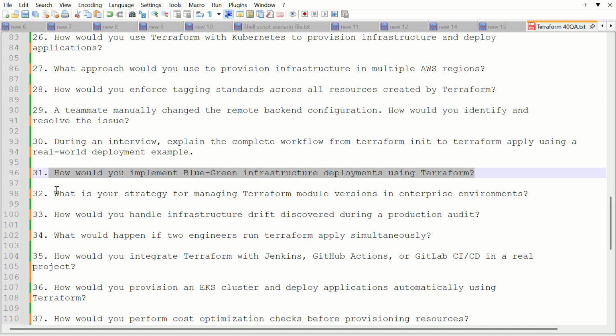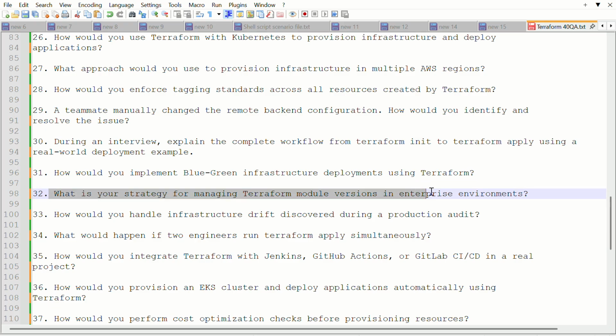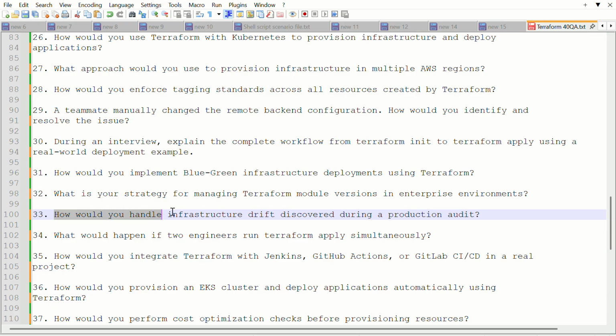And what is your strategy for managing Terraform module versions in enterprise environments? How will you manage all the module versions in your enterprise environments? Coming to the next thing, how would you handle infrastructure drift discovered during a production audit? You have a production audit, and there you find infrastructure drift. How would you handle this drift? What would you do for this drift discovered during the production audit?